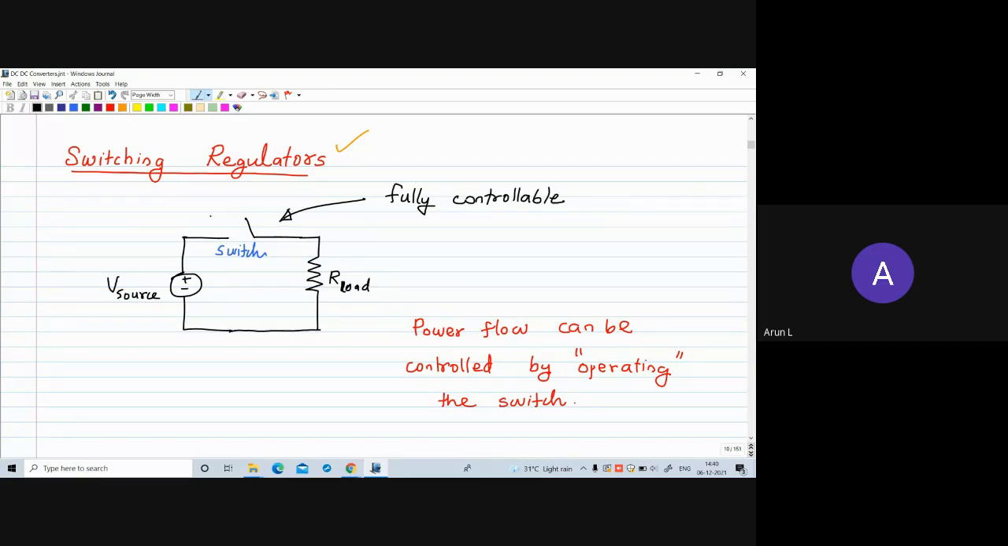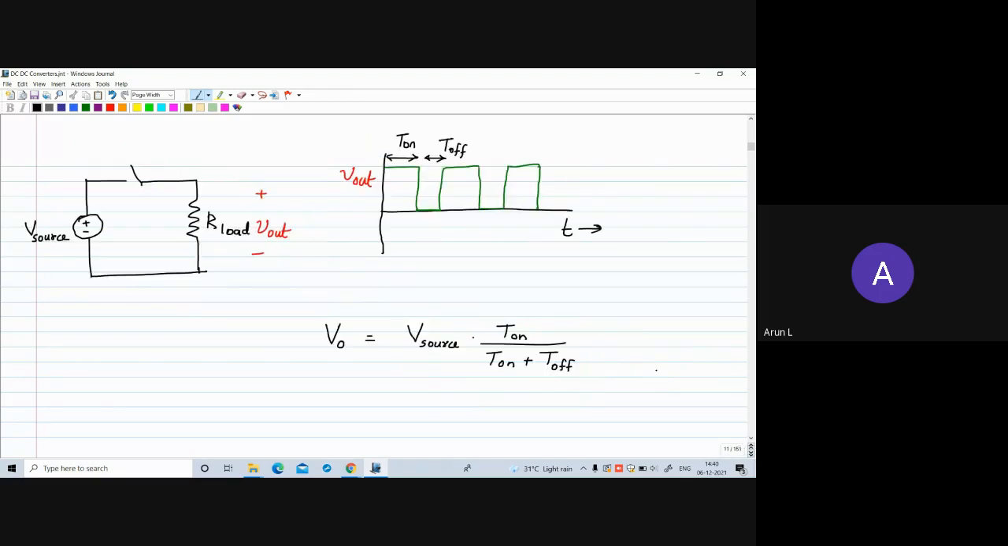So you can turn on and turn off that switch at your will, and by controlling the switch, we can control the power that is flowing into the load. So by operating the switch, by turning on and turning off the switch properly, we can control the power flow. If the switch is turned on, the source voltage appears across the load, so output voltage will be high, equal to V source. When the switch is turned off, you have zero voltage coming on the load.